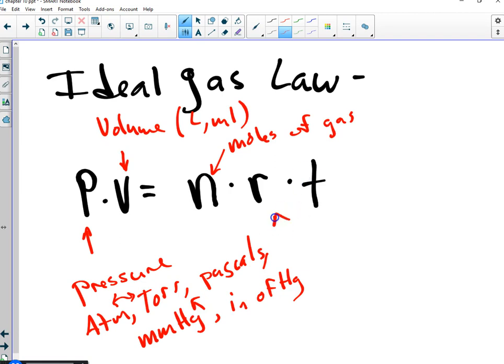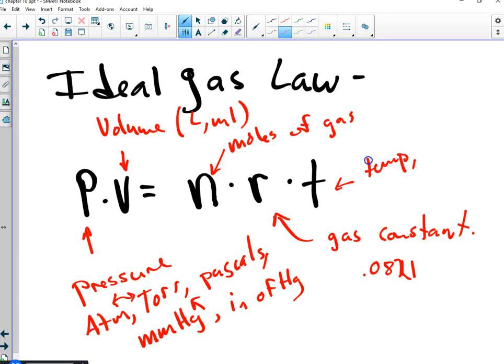All right, R is a constant. It's called the gas constant. And it is equal to 0.0821. It has a weird unit that I don't remember, but it doesn't really matter. It's 0.0821. If you want. All right, and then T is temperature, and we'll typically do that in Kelvin.